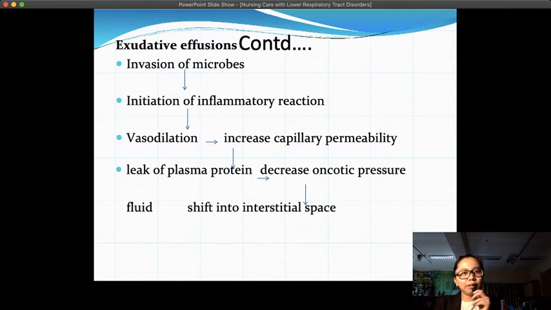So invasion of microbes, initiation of inflammatory reaction, vasodilation or increased capillary permeability, magli-leak na ang plasma protein, decreased oncotic pressure, and then fluid shift into the interstitial space.